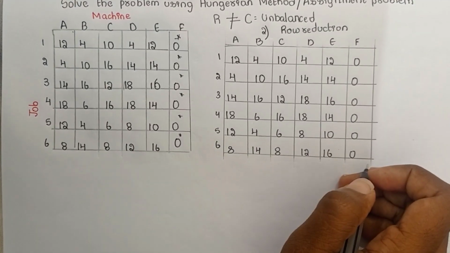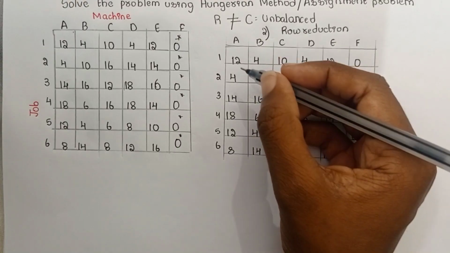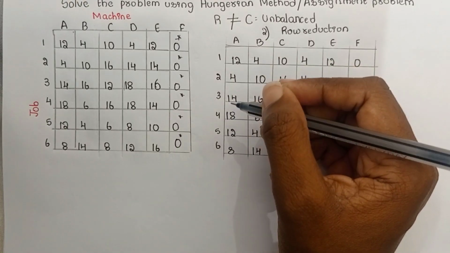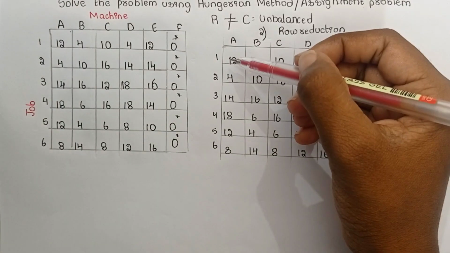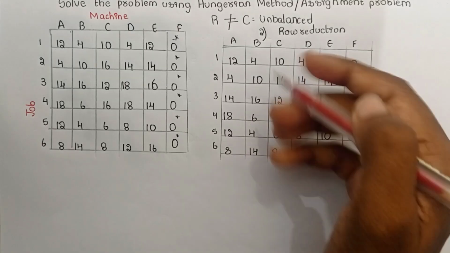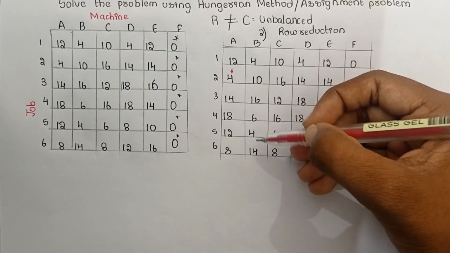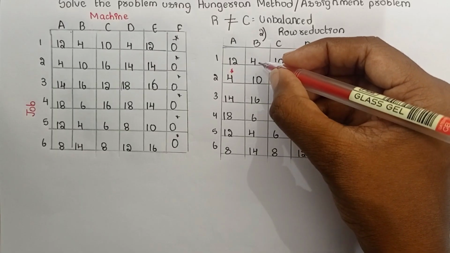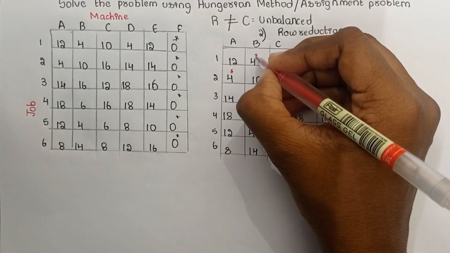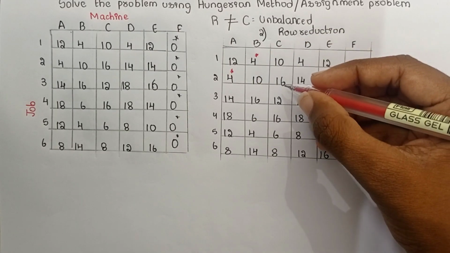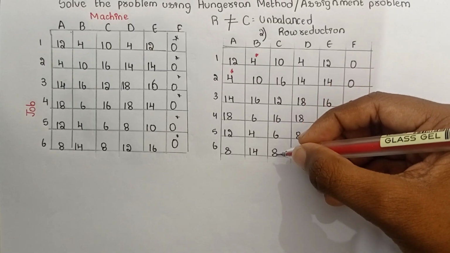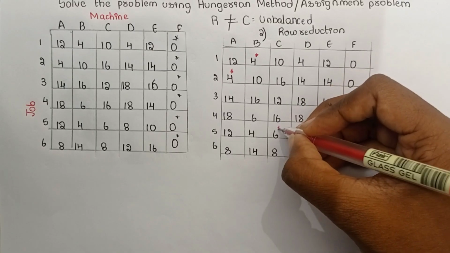So now what we have to do is the column reduction, which means we have to identify the least values in each column. Among 12, 4, 14, 18, 12, 8, the least value is 4. Among 4, 10, 16, 6, 4, 4, the least value is 4. You can mark this 4 or this 4, anything is okay.